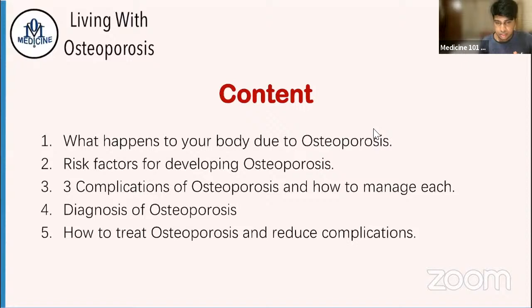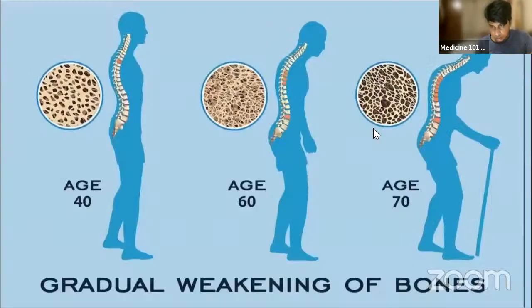So we will quickly talk about these topics. I will send the PowerPoint after this is done. The first thing is the contents that we will talk about. We will talk about what happens to the body due to osteoporosis. Then we will talk about the risk factors, and then the 3 complications of osteoporosis and how to manage each of them. Finally, the diagnosis and how to treat them. Okay, let's go to the first one.